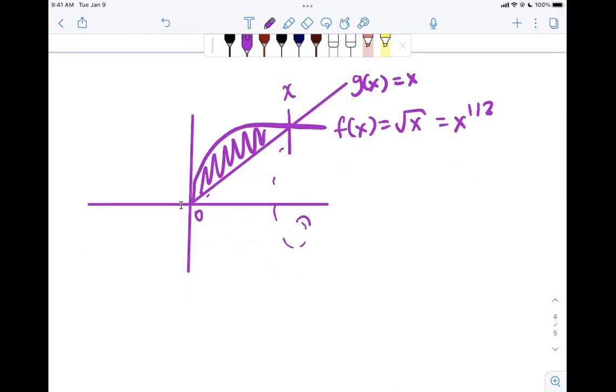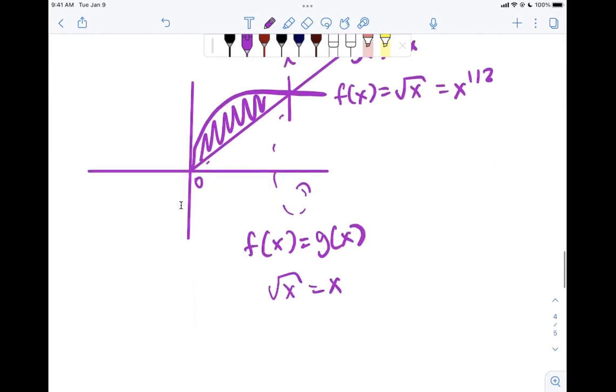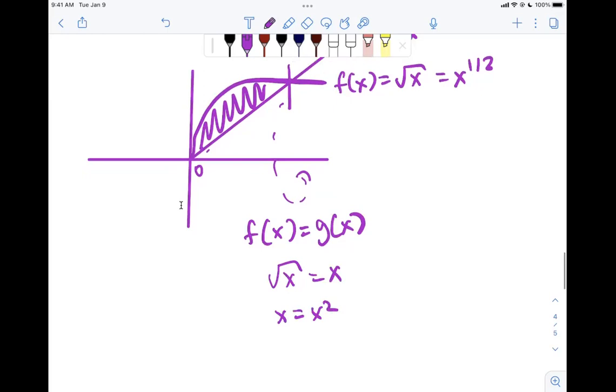So what is this point of intersection? Well, the points intersect when f of x equals g of x. And we can see from the graph it's a positive value we're looking for. So we want the square root of x to equal x. So I'm just gonna square both sides. So x equals x squared. And the solutions to this are going to be 0 and 1.